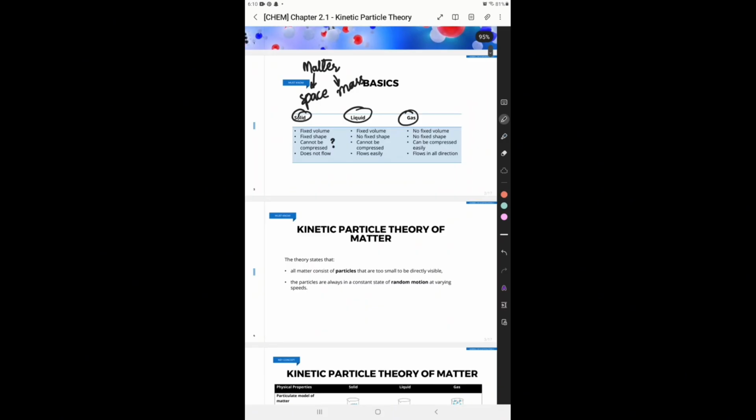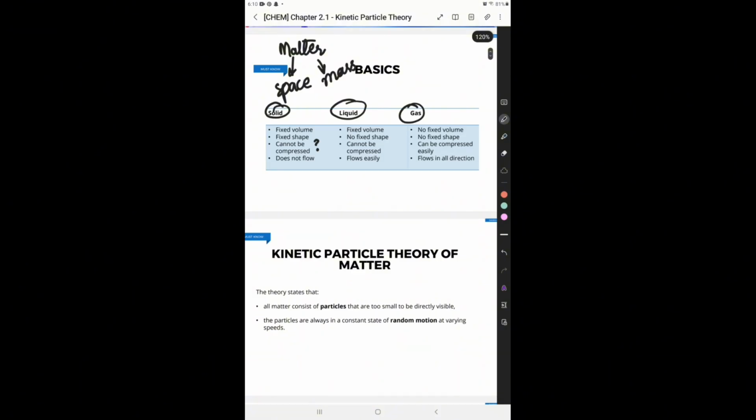And now let's touch upon a very important topic that we need to have a grasp on, the kinetic particle theory of matter. The theory is very, very simple. It just states that all matter consists of tiny particles that are too small to be directly visible. We cannot see them, but there are particles inside matter. And these tiny particles are always in a constant state of random motion at varying speeds.